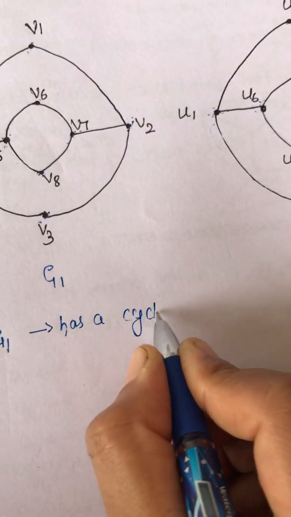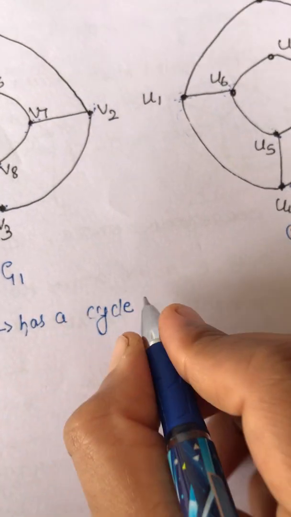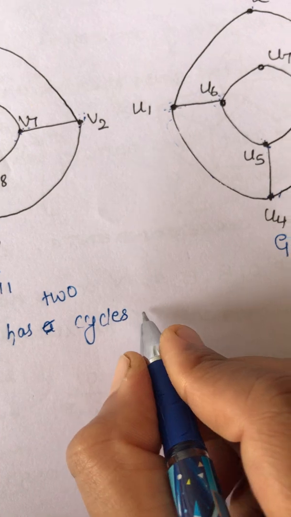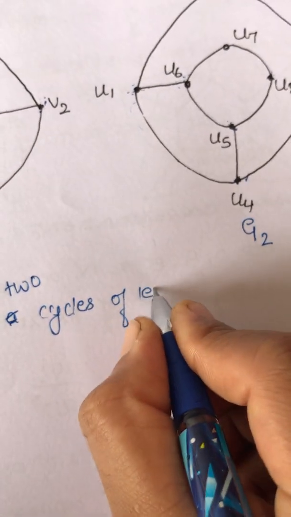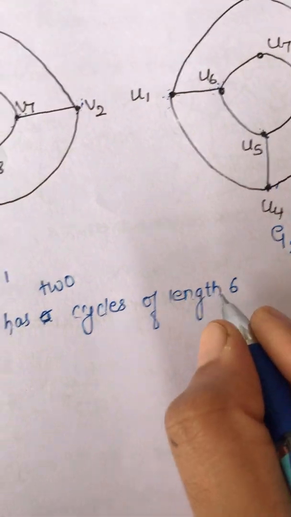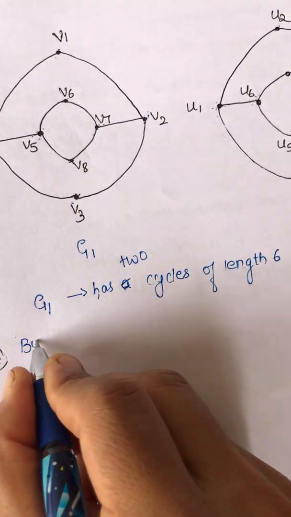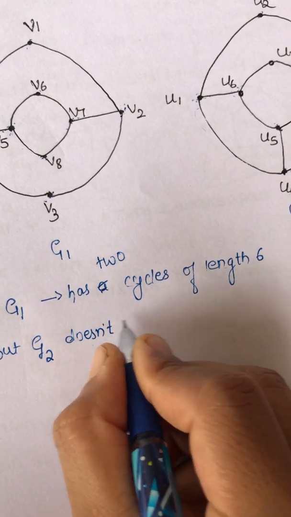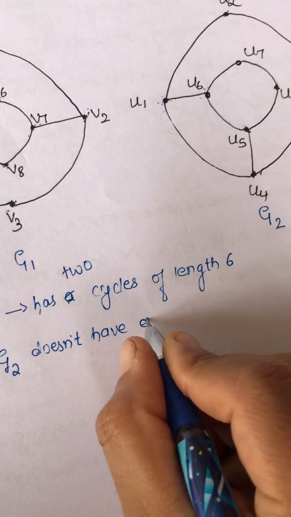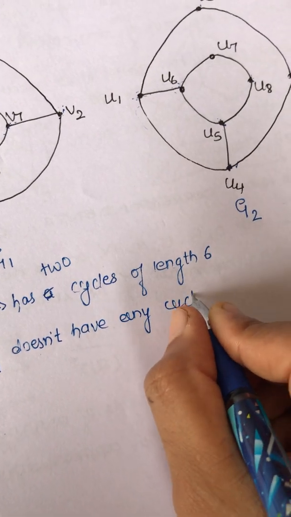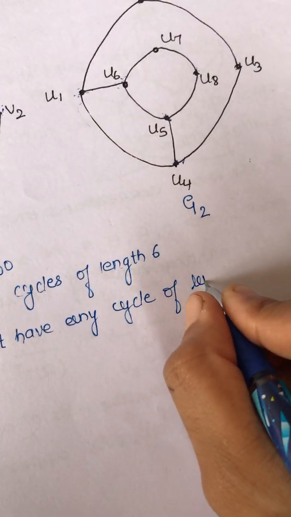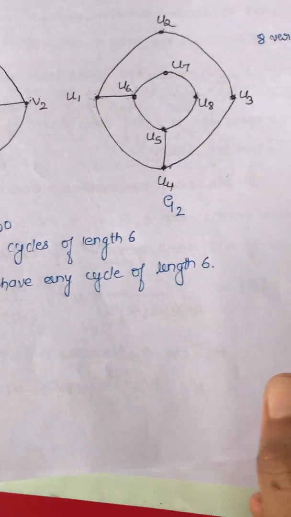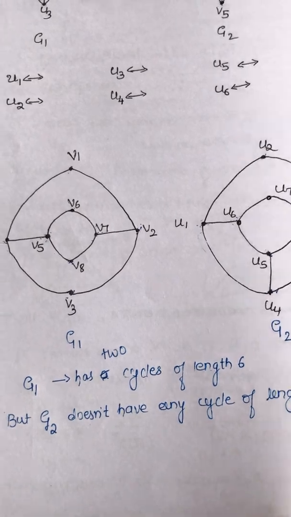It has a cycle. Actually it has 2 cycles. We can mention that also. It has 2 cycles of length 6. Okay, but G2 does not have any cycle of length 6. Okay, this reason we can use to say that these two graphs are not isomorphic.